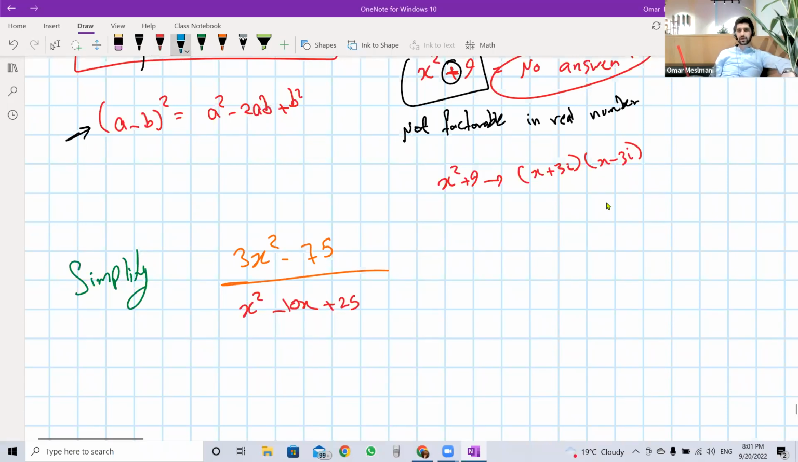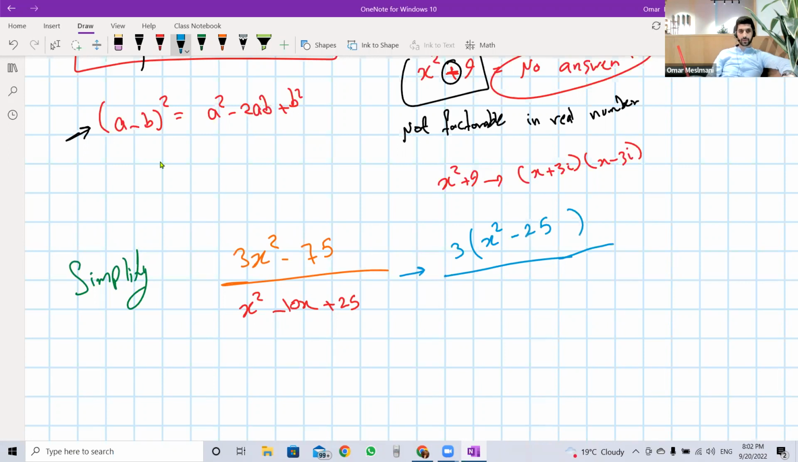All right, let's stay with you for a minute, please. How do you do this question? First of all, from the numerator, you take a 3 as a common factor. What is going to be inside? It's going to be x squared minus 25.